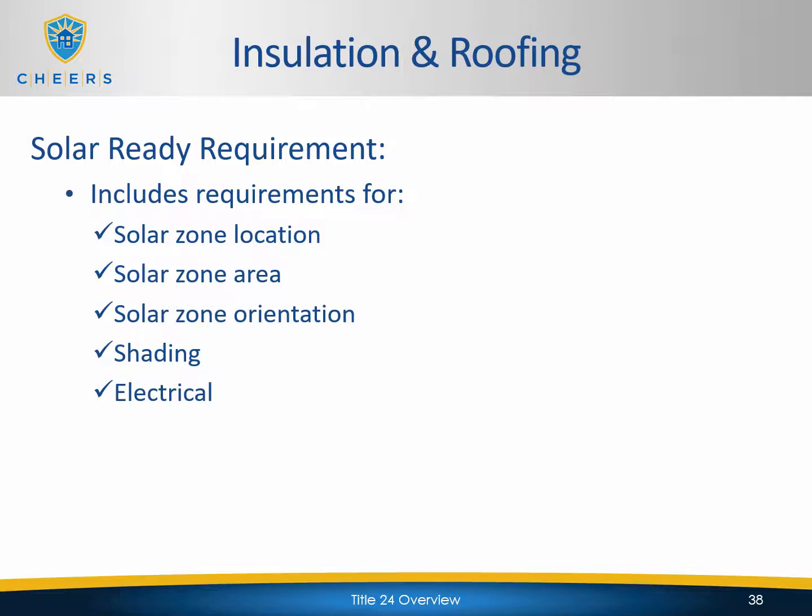The solar ready requirement requires builders to build homes in such a way where a solar system could be dropped in without a lot of modifications to the house. The solar system doesn't have to be installed, but nonetheless, these requirements have to be met in order to make the house ready for a solar system if one ever wants to be added. So the solar ready requirement includes sub-requirements for the solar zone location, the solar zone area, the solar zone orientation, the shading, and the electrical.